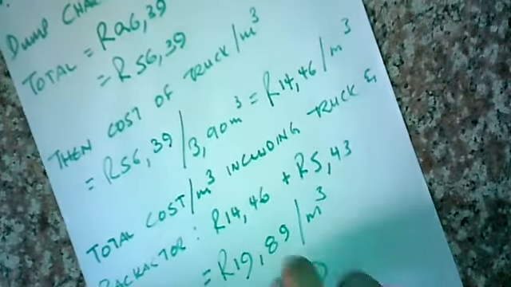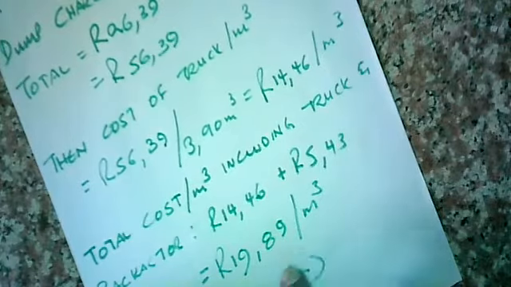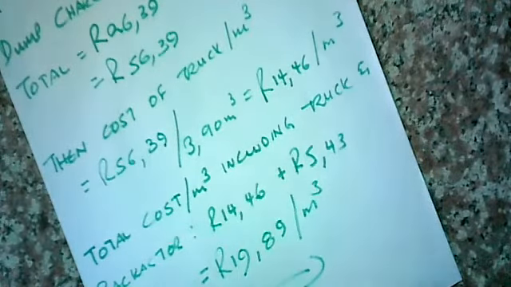All right. So remember, don't forget, it's a cost per meter cube. Cost does not include the profit unless I give it to you. So if I'm asking you for profit, then you know you've got to add the profit onto this cost price.